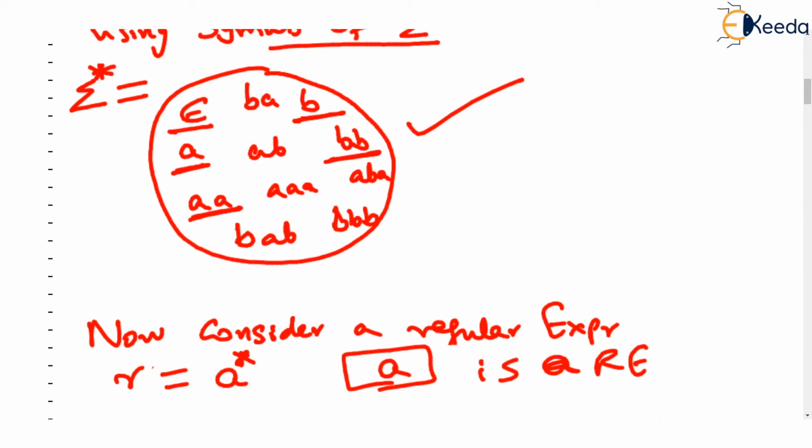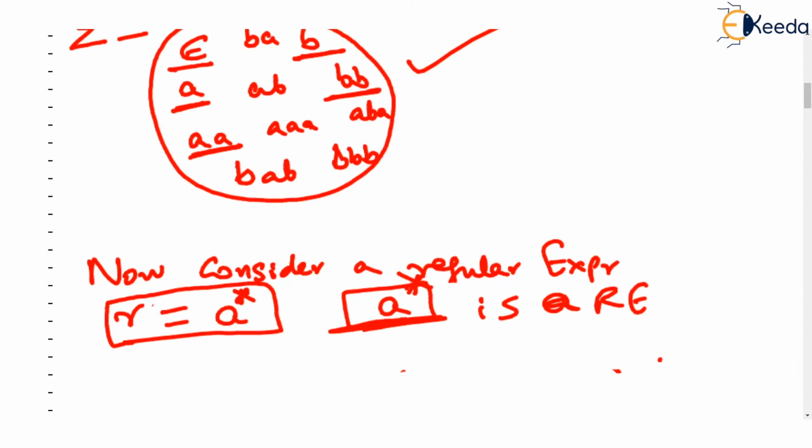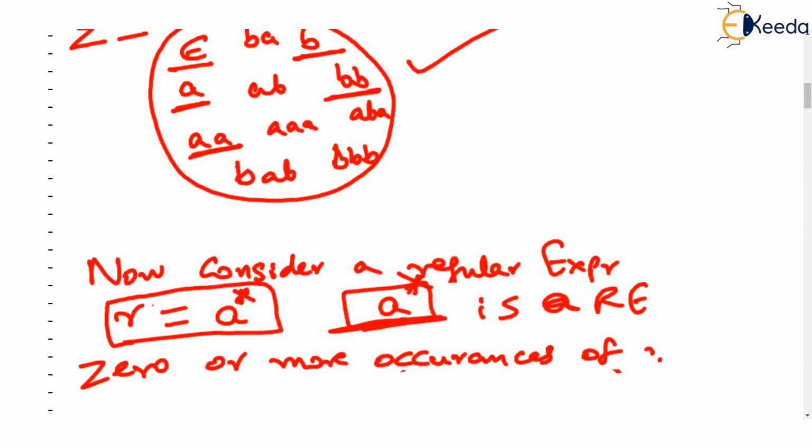Then A star is also a regular expression. So we have a regular expression A star. Now this is read as zero or more occurrences. Check, zero is also there. Zero or more occurrences of A. So any string which contains zero or more A's will be accepted.